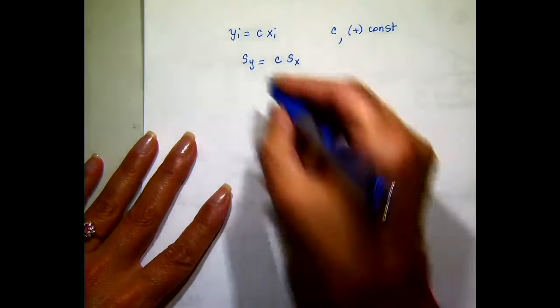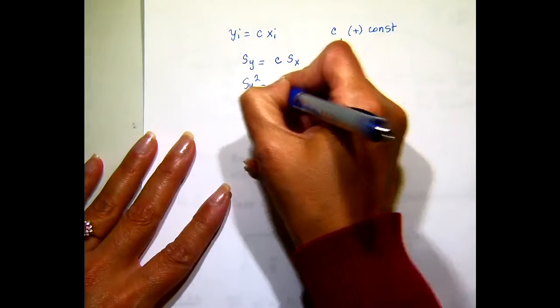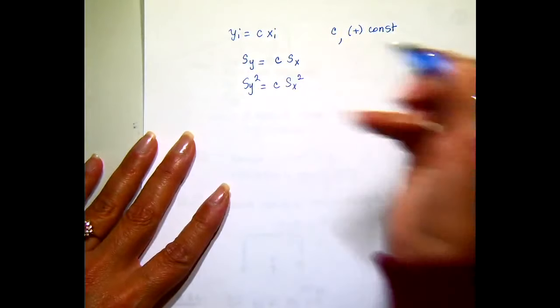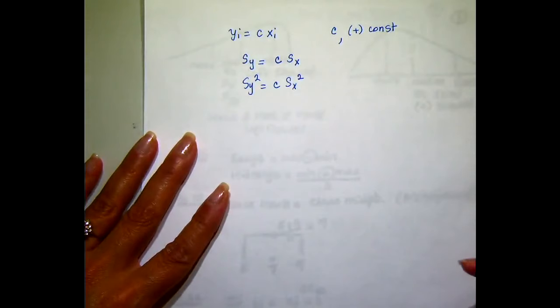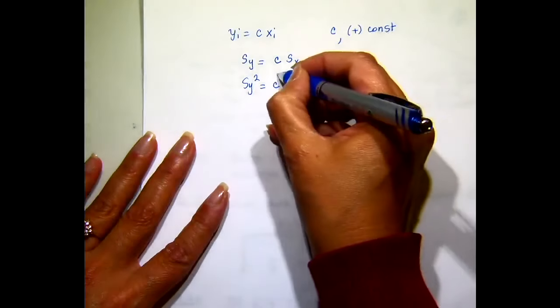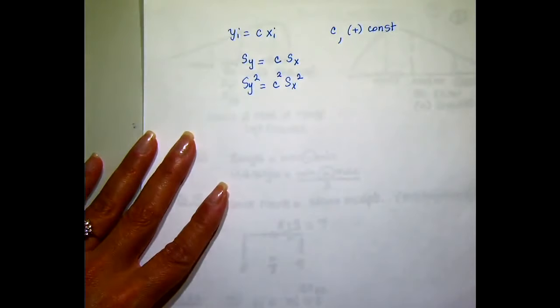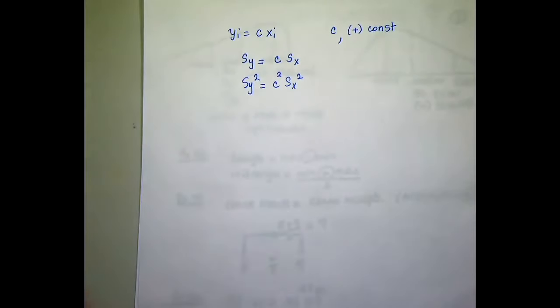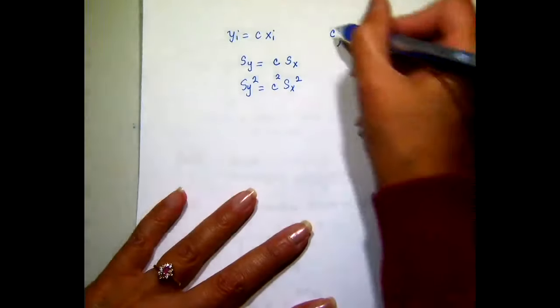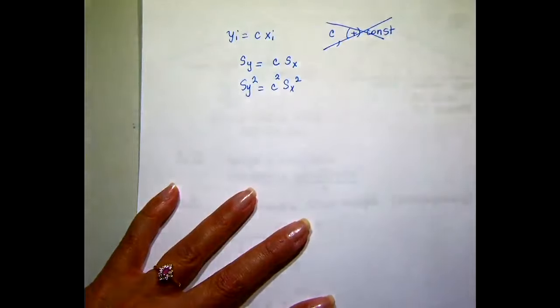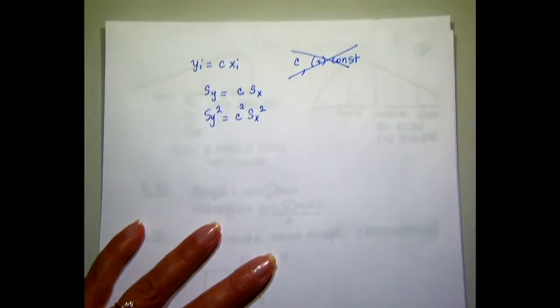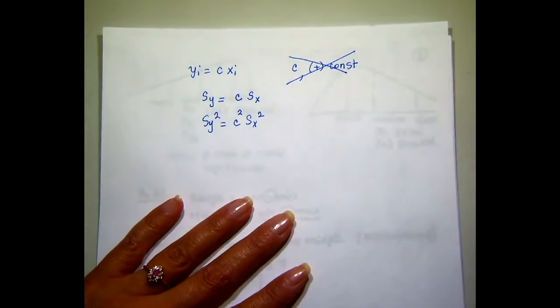I'm on page 24. And it should say s_y squared is equal to c squared s_x squared, which is the variance, right? Does it say that? It doesn't even say that? C squared s_x squared. So I would like you to make a change on this. C does not have to be a positive constant anymore. Nobody said that c has to be positive. This would work for any c.